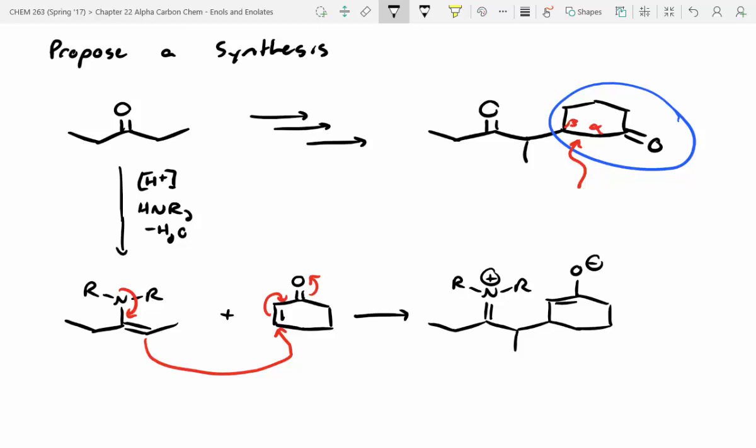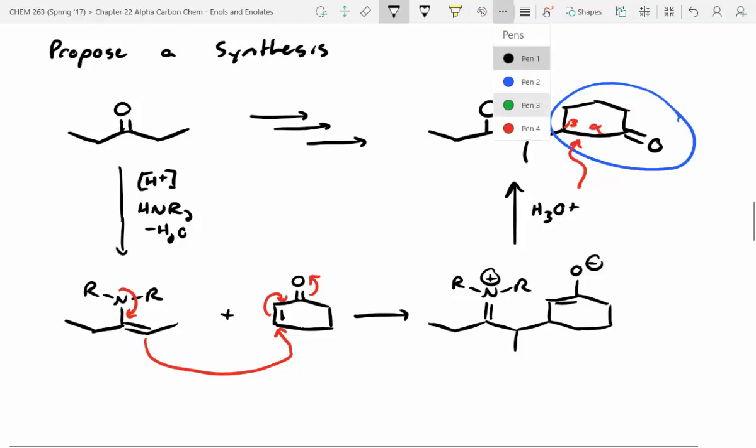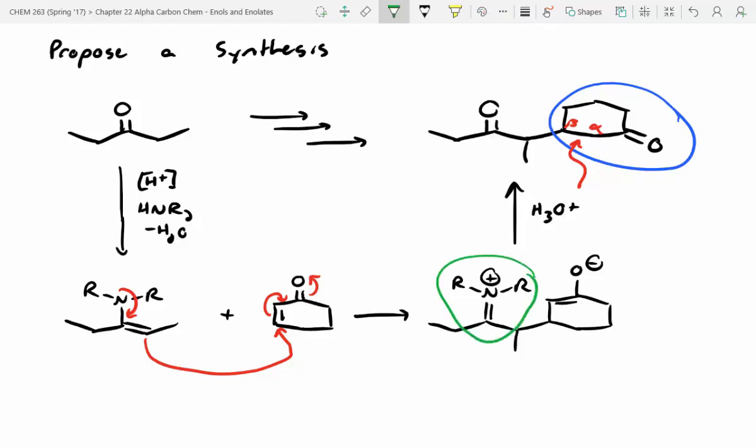What's the next step? We do it all with acid water. Yeah, just acid and water for the next step. So to get to our final product, all we need is hydronium. If you remember, this will convert our iminium ion back to the ketone, and it will convert this enolate portion right back to the ketone as well. I kind of spun the product around, but it's the exact same product, if that makes sense.